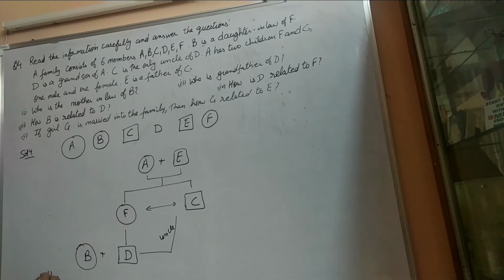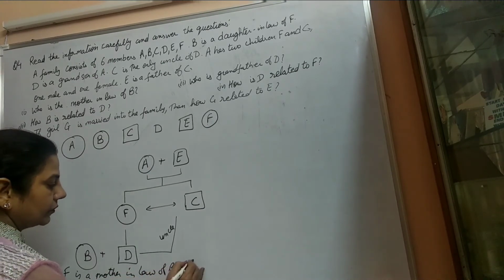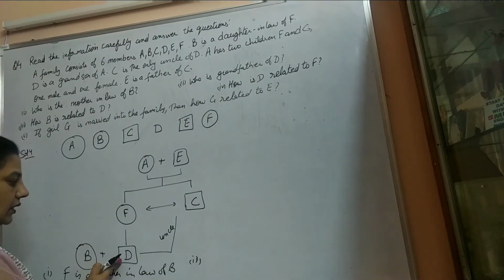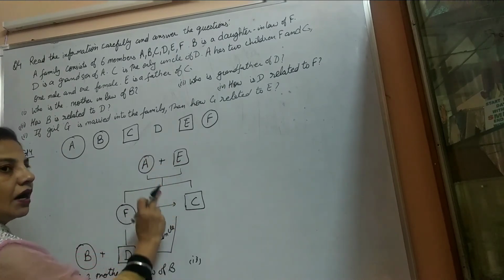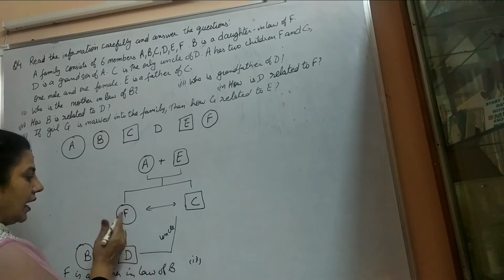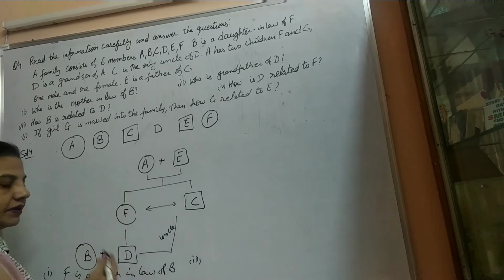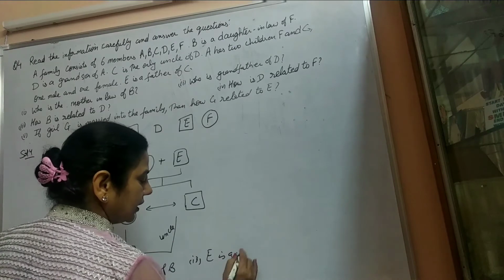That means you can easily find from the diagram itself that F is a mother-in-law of B. Okay. Second, who is grandfather of D? Grandfather means here if A and E have two children, F and C, and D is the son of F, that means E is a grandfather of D. So we can say E is a grandfather of D.